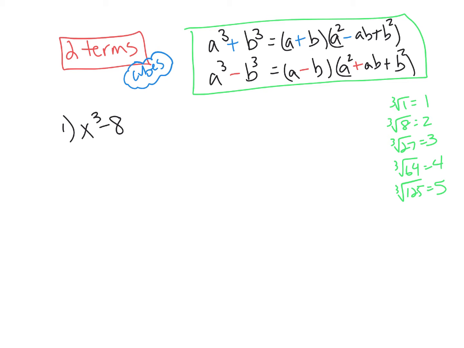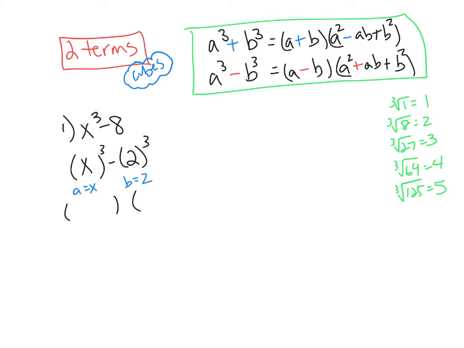So if we look at x cubed minus 8, let's think about, can we rewrite this as a something cubed minus a something cubed? And we can. Cube root of x cubed is x. Cube root of 8 is 2. So in regards to our formula here, our a is our x value, our b is 2.